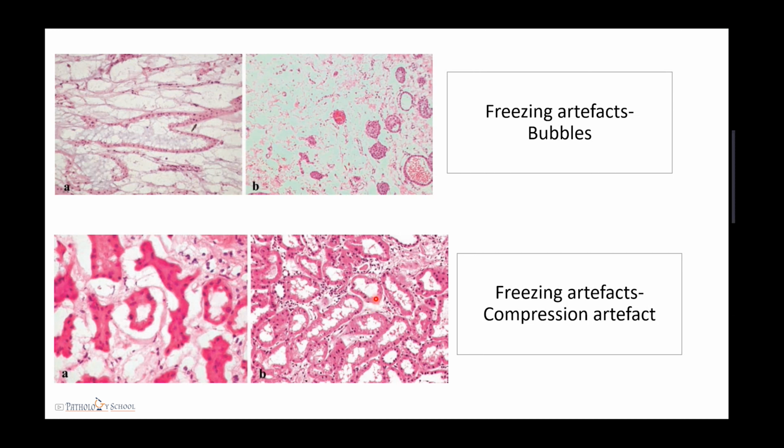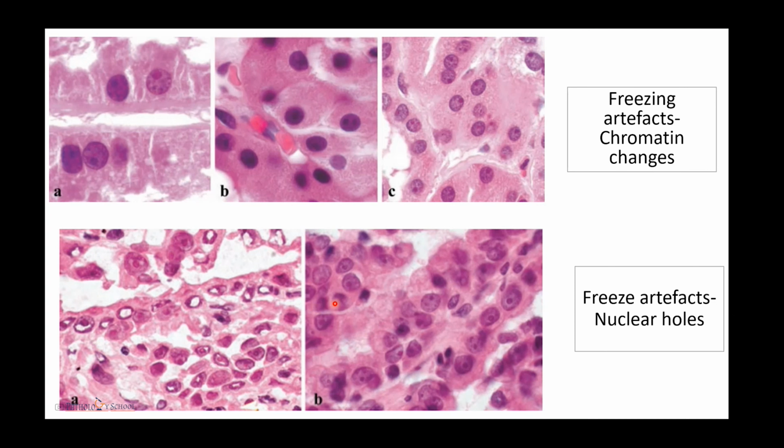Here you can appreciate the tubules properly and the edematous stroma properly. Okay. Now again, freezing artifacts, that is chromatin changes. Now see A, B and C.